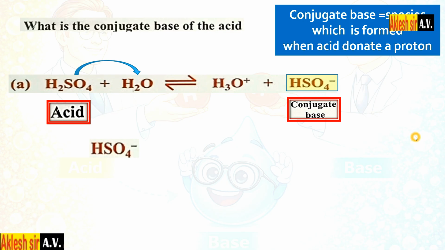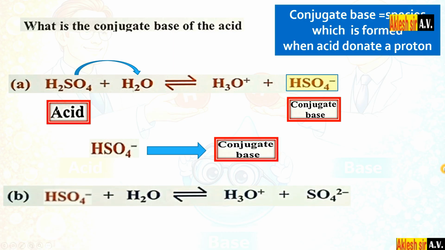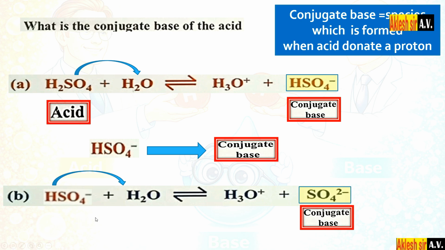Conjugate base. So HSO4 minus is acting like a conjugate base. HSO4 minus, when it reacts with a water molecule, reversibly forms H3O plus and SO4 minus 2. Here HSO4 minus donates one proton to the water molecule, and since it is donating the proton, this HSO4 minus acts like an acid, and after donating the proton, SO4 minus 2 is formed.